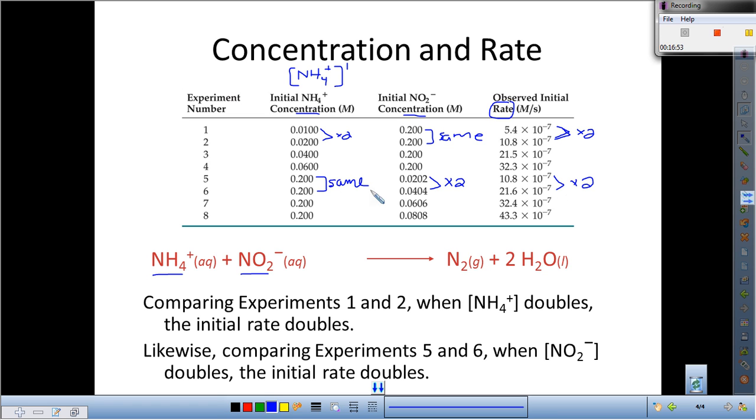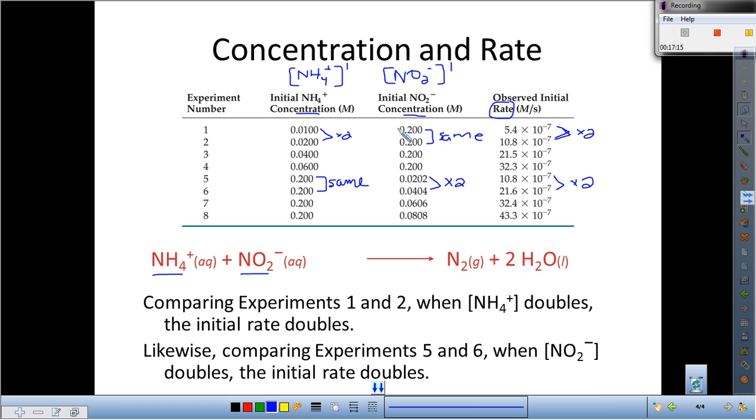So what did I do to this? I doubled it. What happened to my rate? I doubled it. That's a direct effect, and because that's a direct effect, we now know the order of the nitrite is also a first order reactant. And we can look at other trials and see what happens.